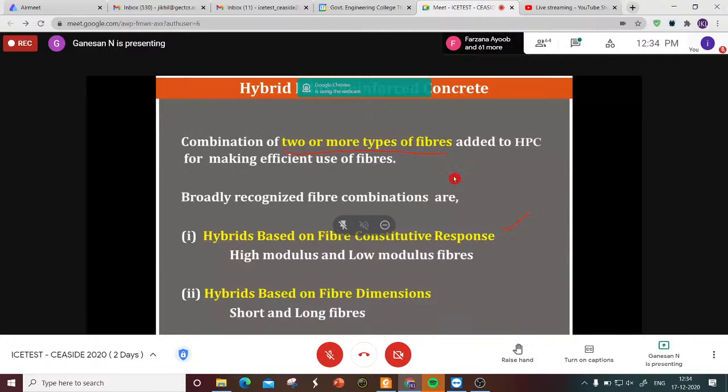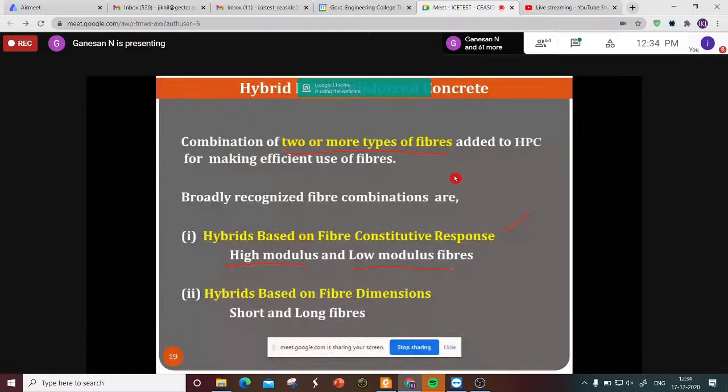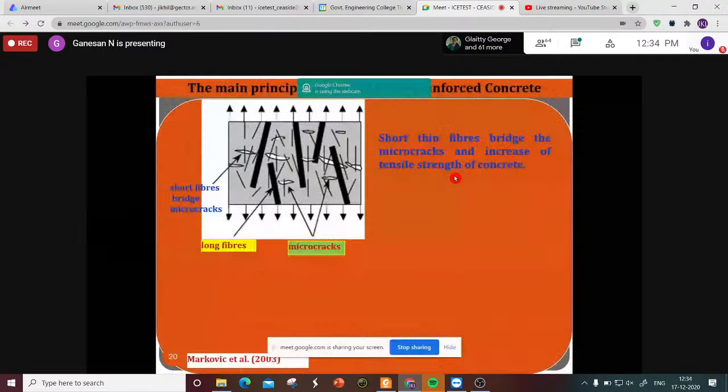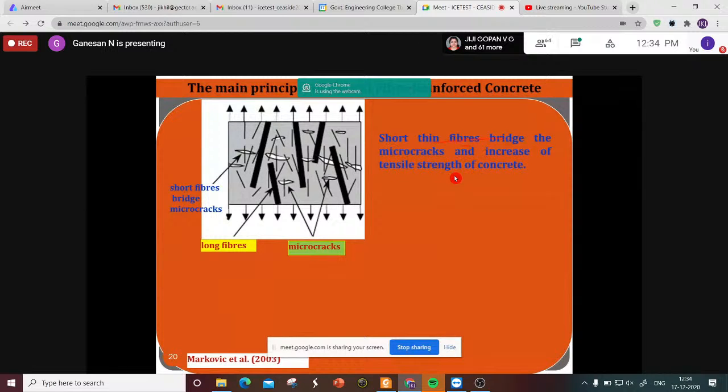Hybrids based on fiber dimensions: short and long fibers. When you look at the short thin fibers which bridge micro cracks, the long fibers are here and short fibers are shown here, a smaller line, and the micro cracks originate when you apply load. The short thin fibers bridge the micro cracks and increase the tensile strength of concrete.